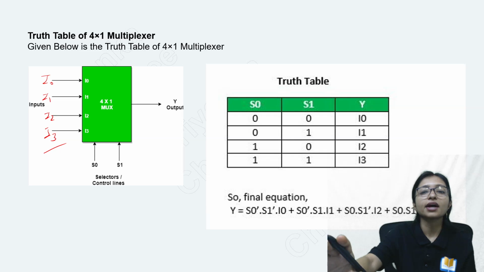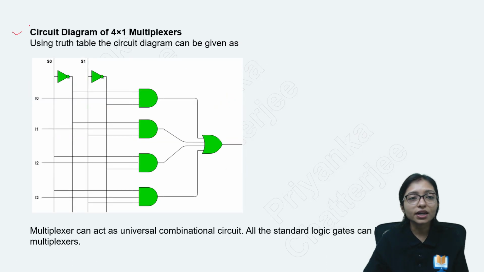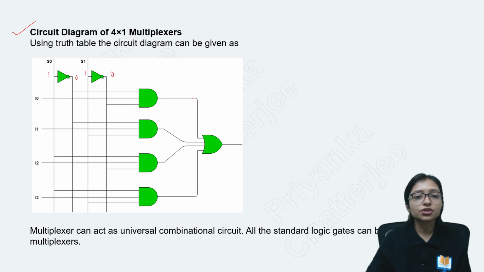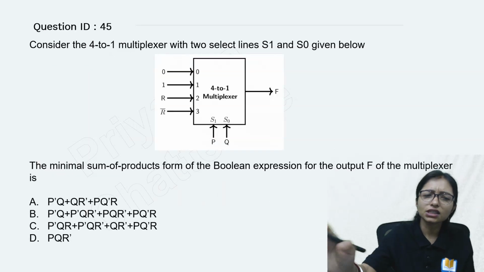If you understand the final equation, then all questions will be easy. Ultimately, you get the diagram this way. Here I am sending direct, here 0, so whenever 0 0, I will select like this. This is ultimately your circuit. Now come to the questions.